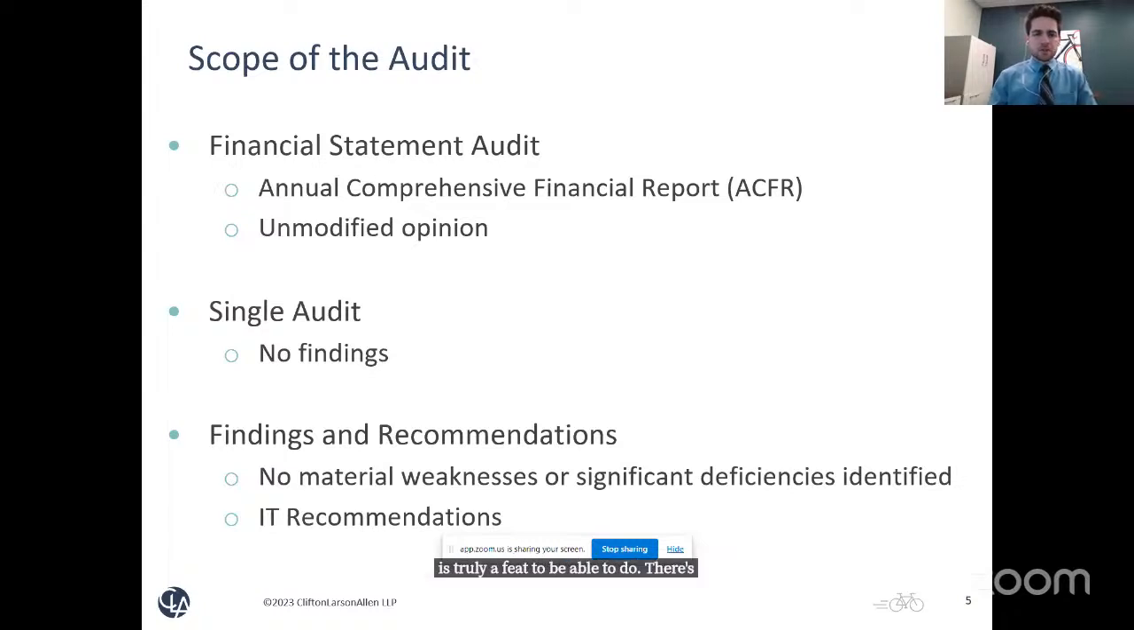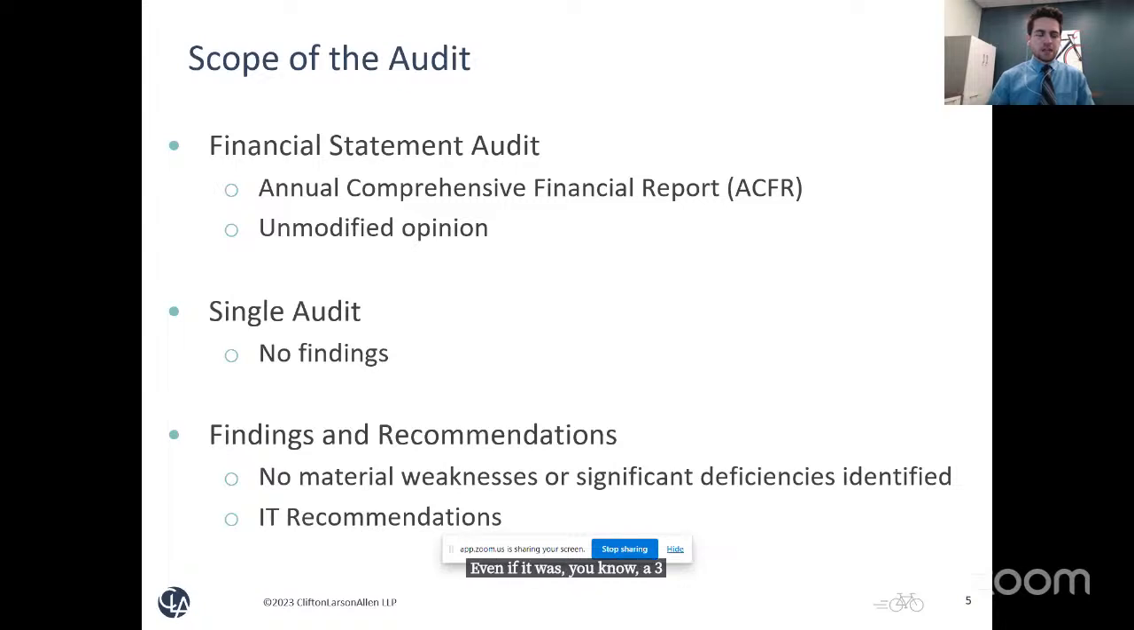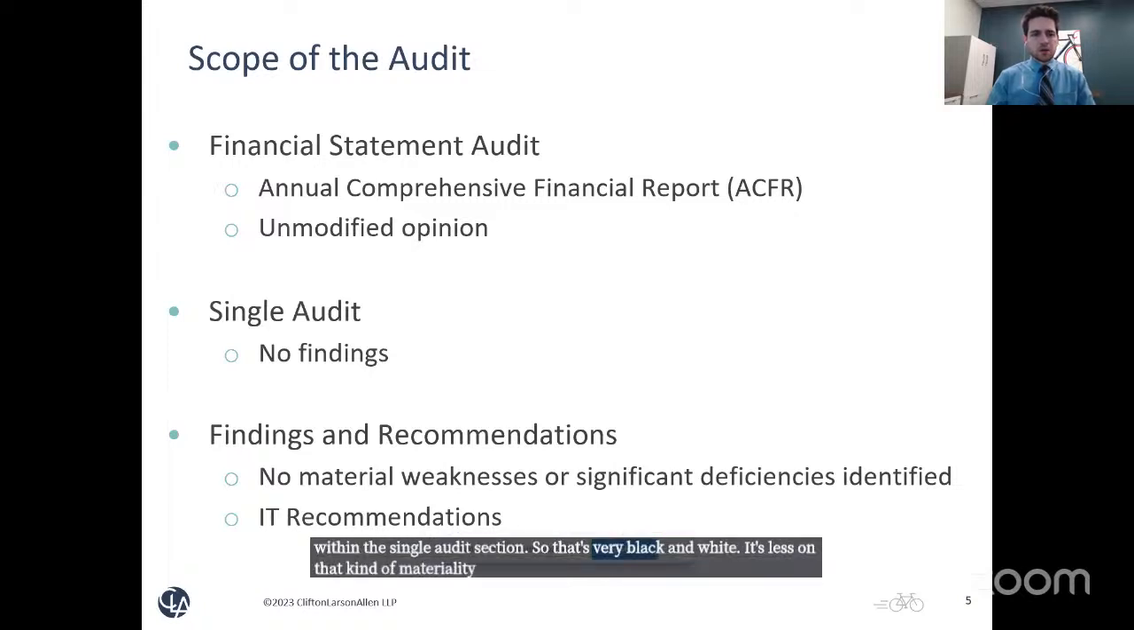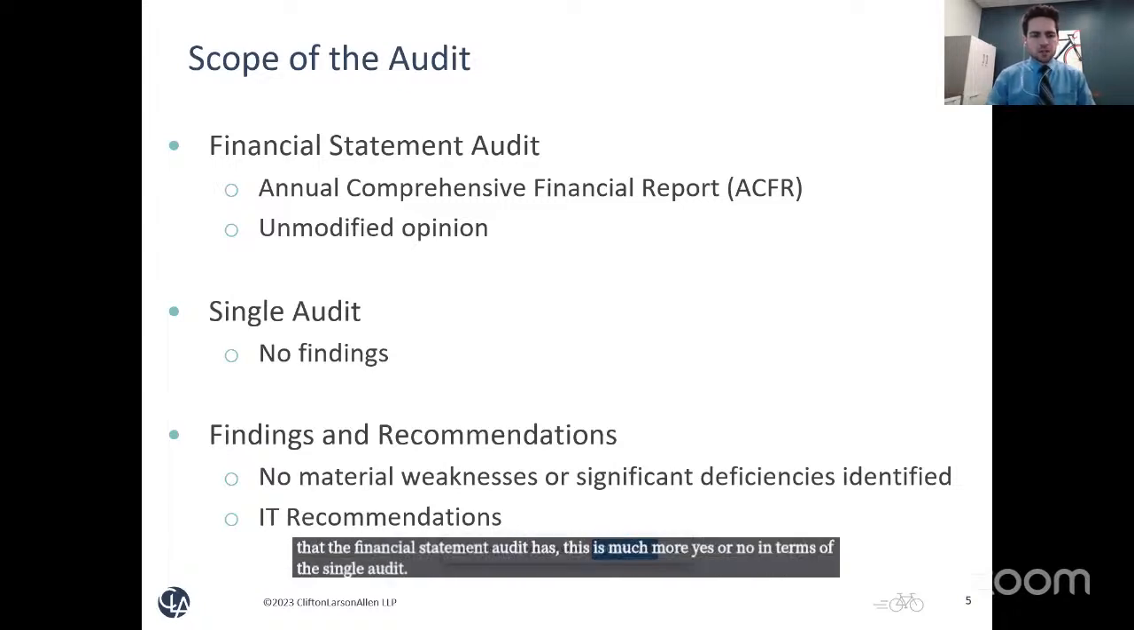There are a lot of audit procedures specifically designed around the single audit. It's very black and white from a statistical sampling methodology. We'll select a random sample based on the guidance that the federal government provides, and if something is off or doesn't have the internal controls, the approvals, things like that, even if it was a $3 transaction that got sampled, that shows as a finding within the single audit section. So that's very black and white. It's less about the materiality that the financial statement audit has. This is much more yes or no in terms of the single audit. We'll cover that in a little bit more detail as well.